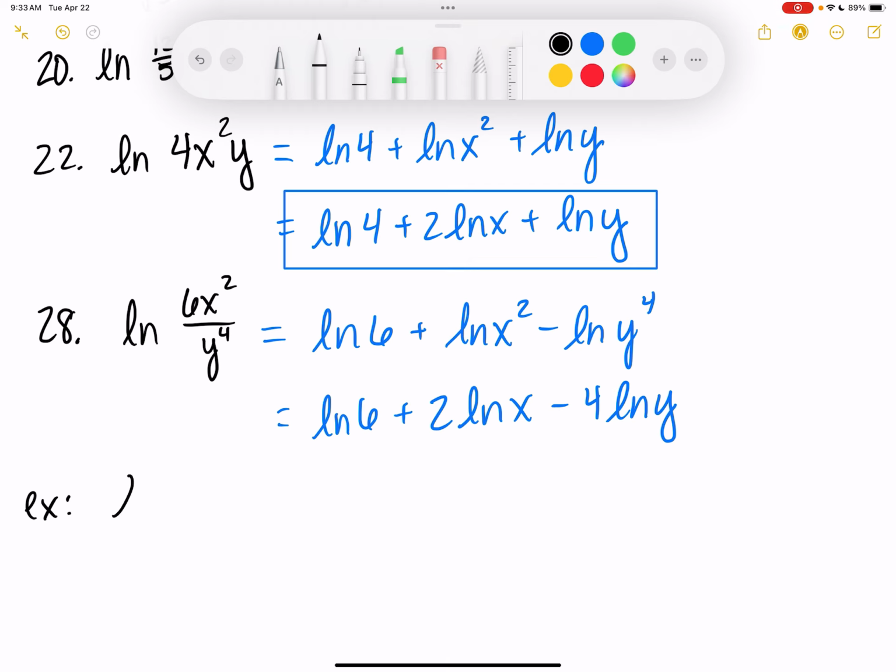I'm going to do a modification of the previous problem to show you something different. So the ln of 6 over x, I'm just going to do xy. I'm not going to do the thing where I'm throwing it out front.